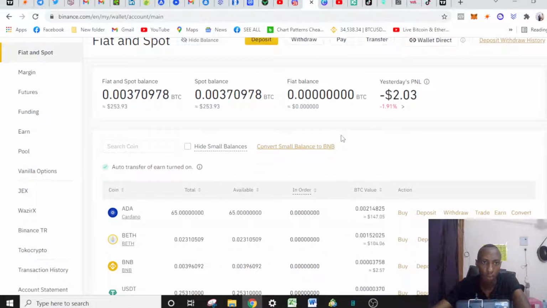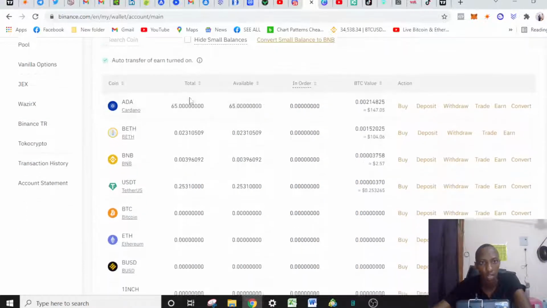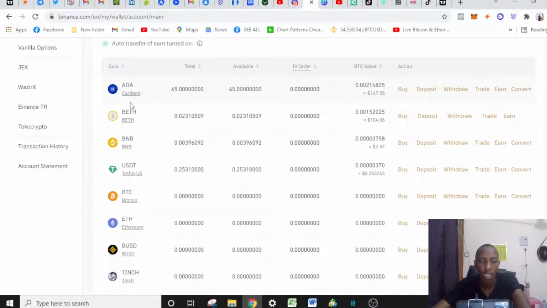So this is Binance, and this is my portfolio. I have $253 in this portfolio. Okay, that's around 25K. So that's ADA. Cardano is on top of the list. I needed Cardano because I wanted to buy some NFTs. So I will send this to my wallet so that I can buy NFTs, so that now I can come and talk about NFTs. I know a lot of people want to learn about NFTs.